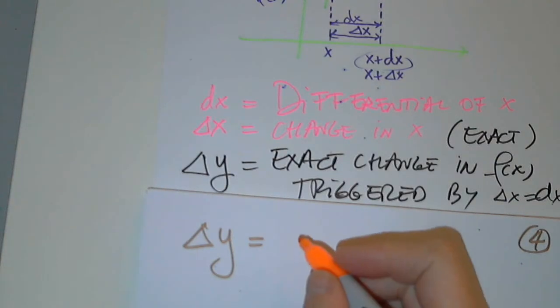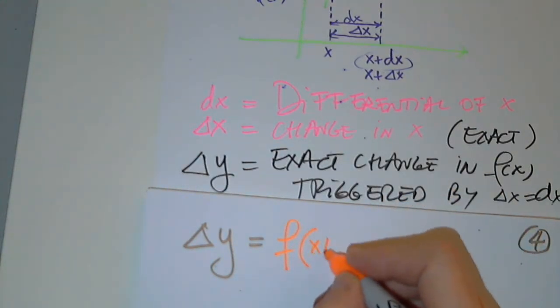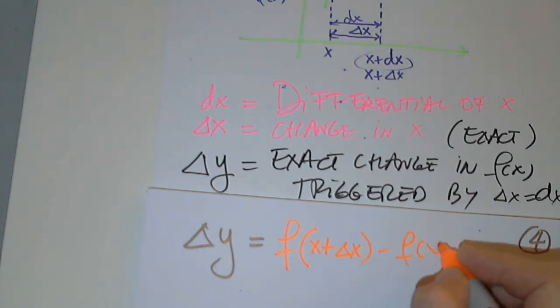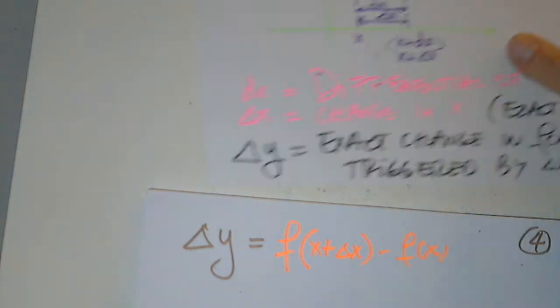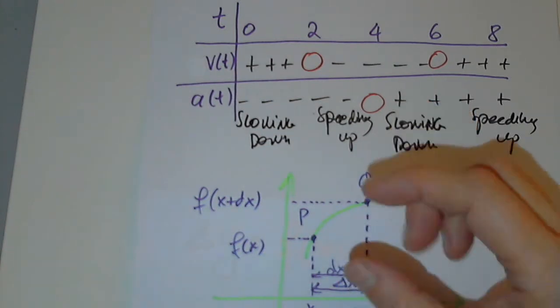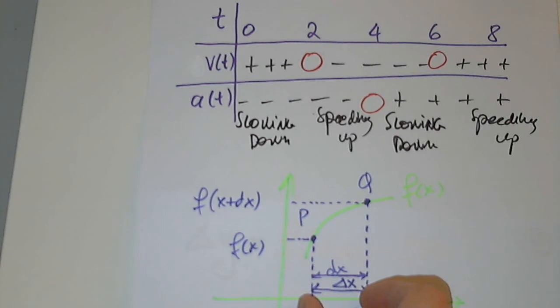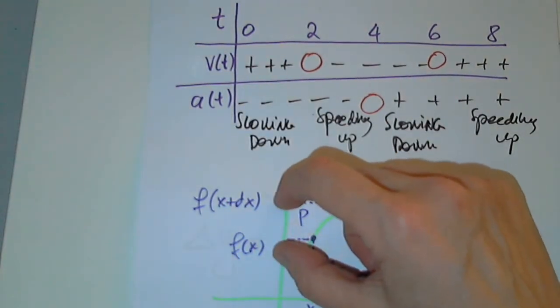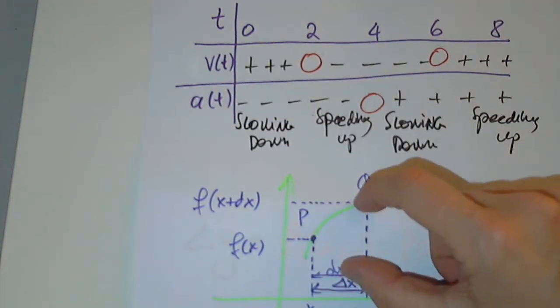Well, delta y would be the gap in between. Of course, f of x plus delta x minus f of x. Same with f of x plus dx minus f of x. So if I move P to Q, I create this gap. And this gap is created by this gap. It's very clear, right? So this gap in x creates this gap in y.